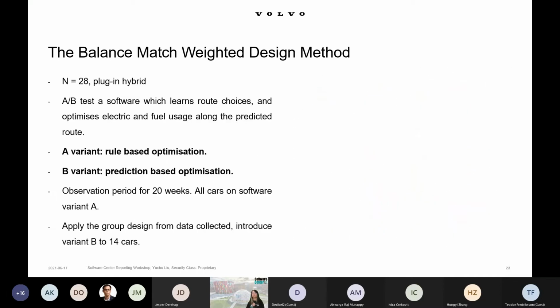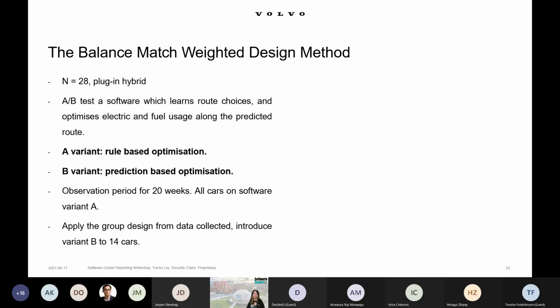And what happens is that the graph went away. So we ran this balanced match weighted design method on 28 plug-in hybrid cars. These 28 cars belong to what is called a co-development fleet, so they are driven by our employees.